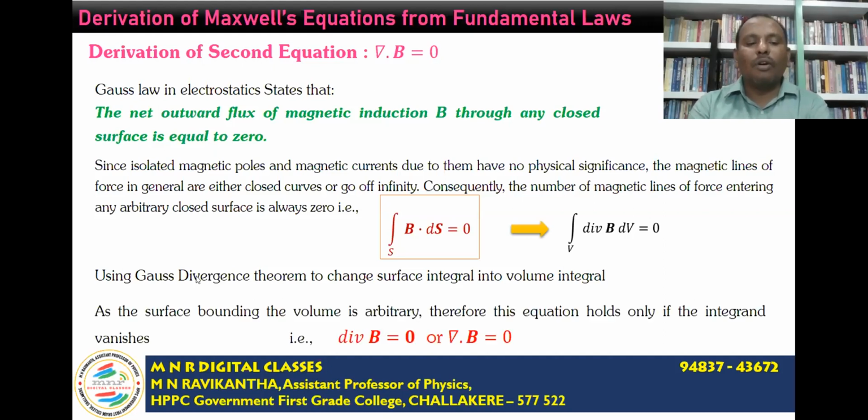As the surface bounding the volume is arbitrary, the above equation holds only if the integrand vanishes. That is, divergence of B is equal to 0, or del dot B is equal to 0. That is in mathematical form. This proves the second equation of Maxwell.